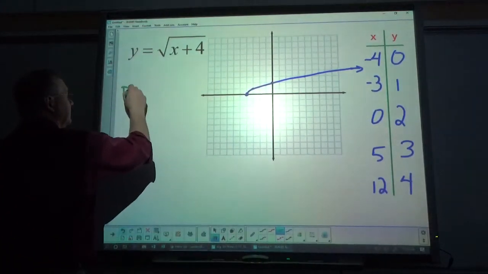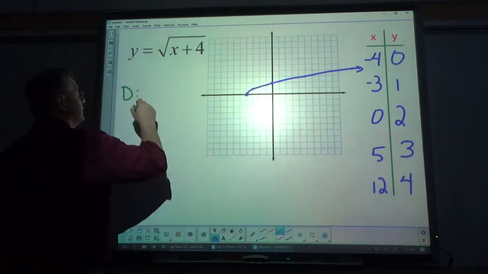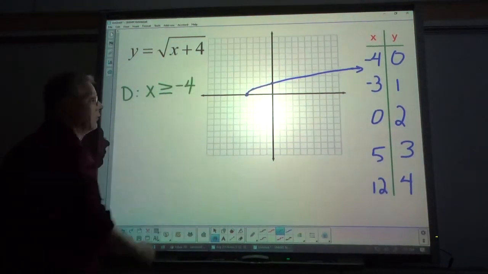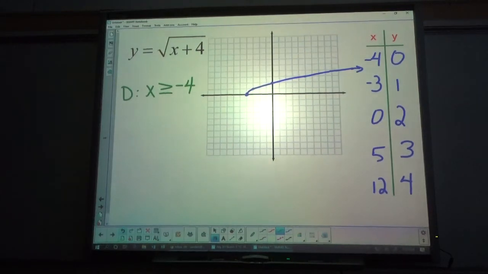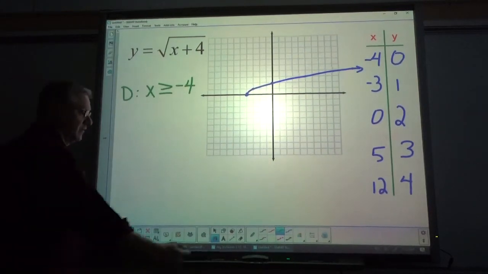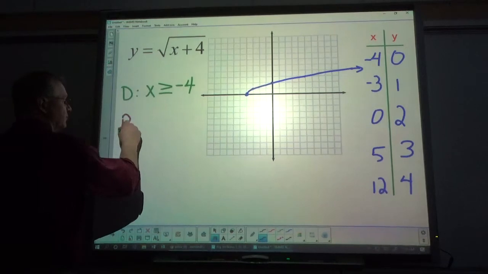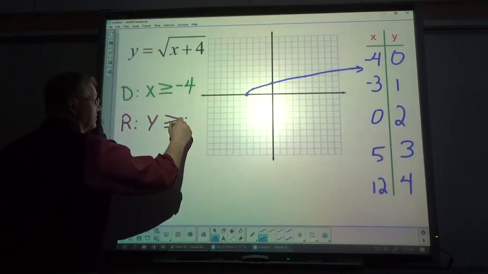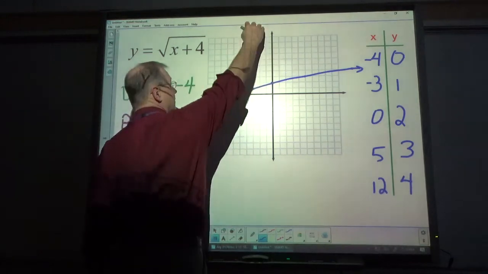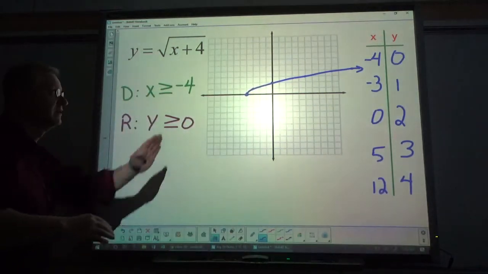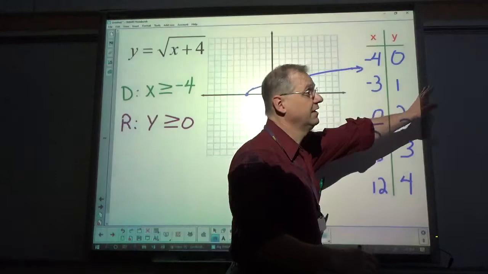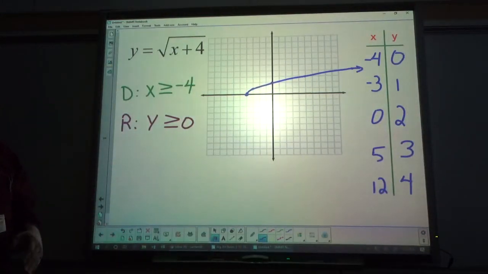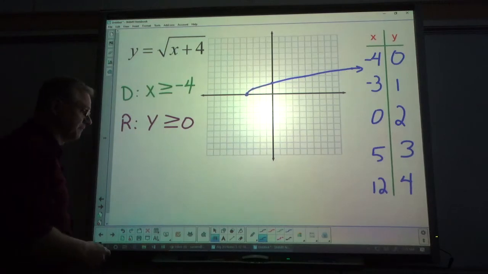The domain here is all x's greater than or equal to negative 4, because that was the smallest value we could use. The range is y's greater than or equal to 0, because they start here and go up, the y values. The x's start here and go to the right. Remember, x is the left-right movement of the graph, y is the up-down movement of the graph.